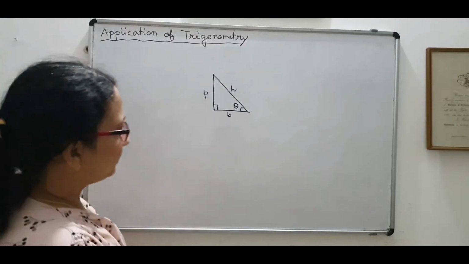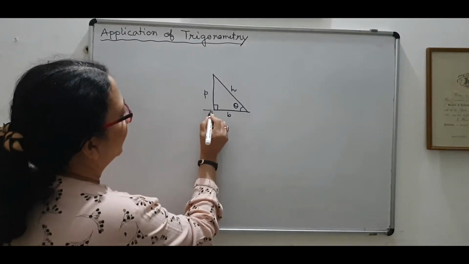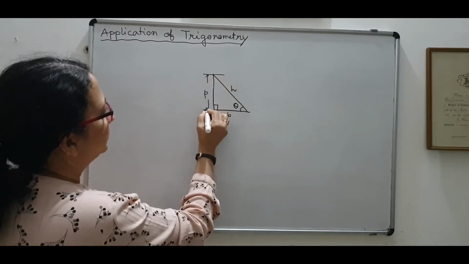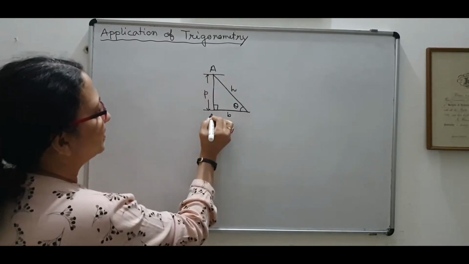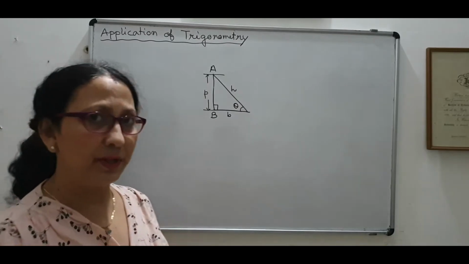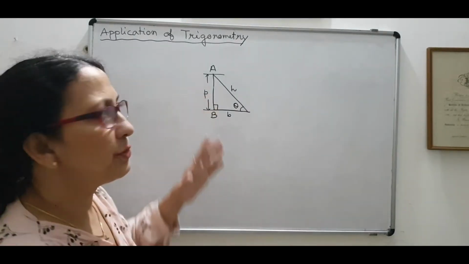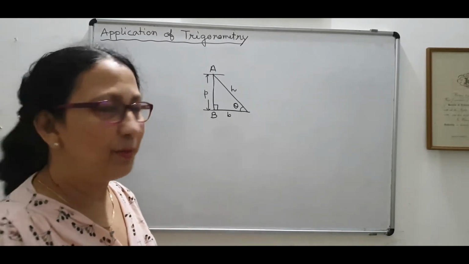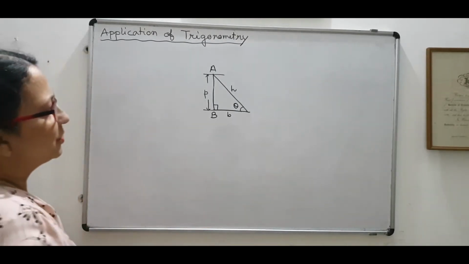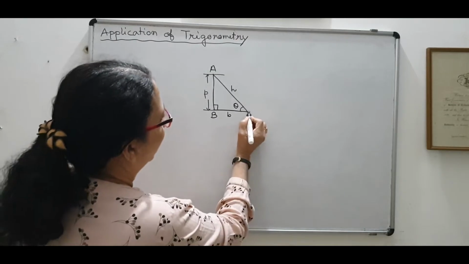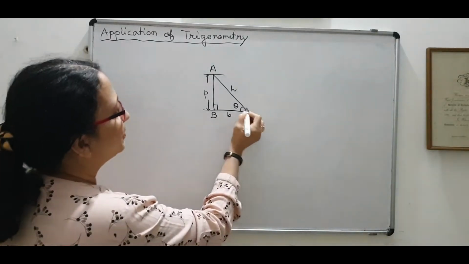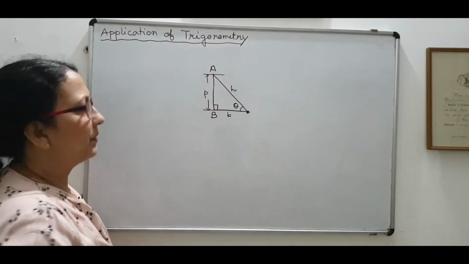So suppose this is a building, say AB is a building, a very tall building or tower, whose height we want to measure. So indirectly you can do it with the help of trigonometry. How do you see? Suppose I stand here and observe the top of the building.